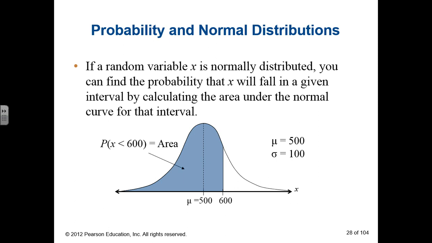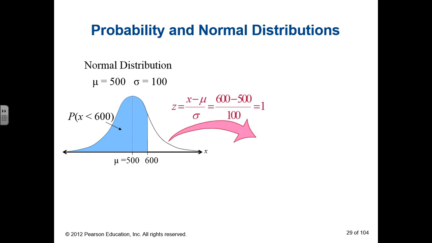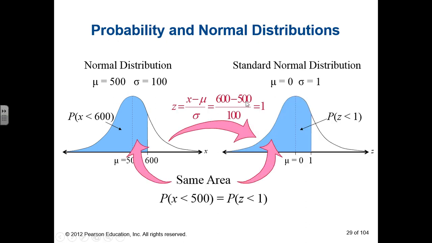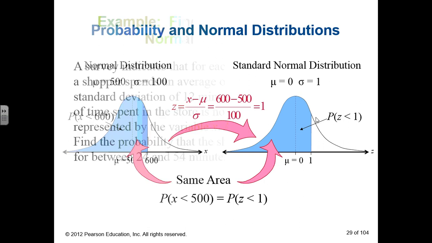If we're looking for the probability that x is less than 600, recall I told you a little while ago that the probability that x is less than 600 is equivalent to the cumulative area. Less than is equivalent to finding the area shaded to the left. The mean is 500 and the standard deviation is 100. So we standardize that score using value 600 minus mean 500 divided by 100, which is 1. So finding the probability that x is less than 600 is equivalent to finding the probability that z is less than 1. We can use the standard normal table to find this value.